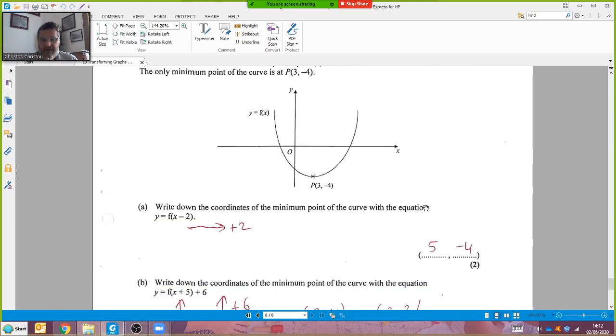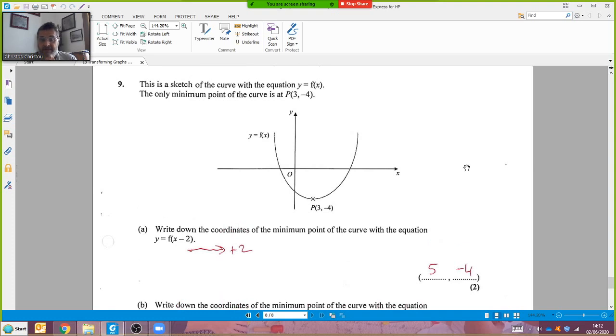There is a question 9, it seems. Okay, 2 marks. Okay, 1 for each bit. Again, I'm going to shift the minimum value of (3, -4). I have got to go 2 units to the right, f of x minus 2 in brackets. So if I want to go 2 that way, my x value would increase by 2. So (3, -4) becomes (5, -4), a tick for each little bit.